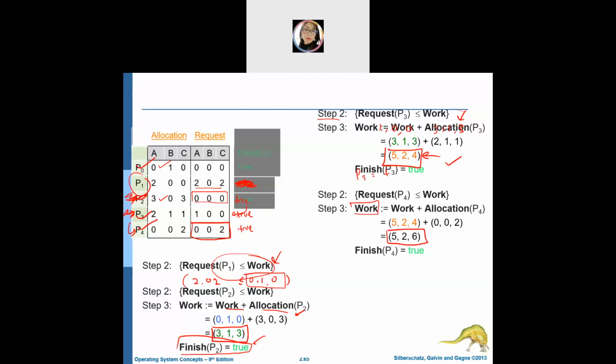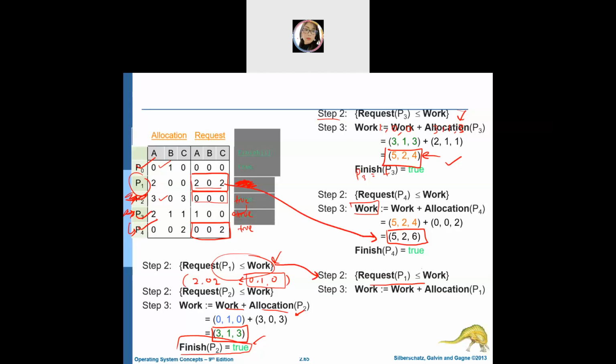There is another one which is P1. You go back and do it again. Okay, you continue again and compare the value now. This you compare with the new work. Yes, it meets the condition. You're going to update the value and now this will be true. So that will happen.